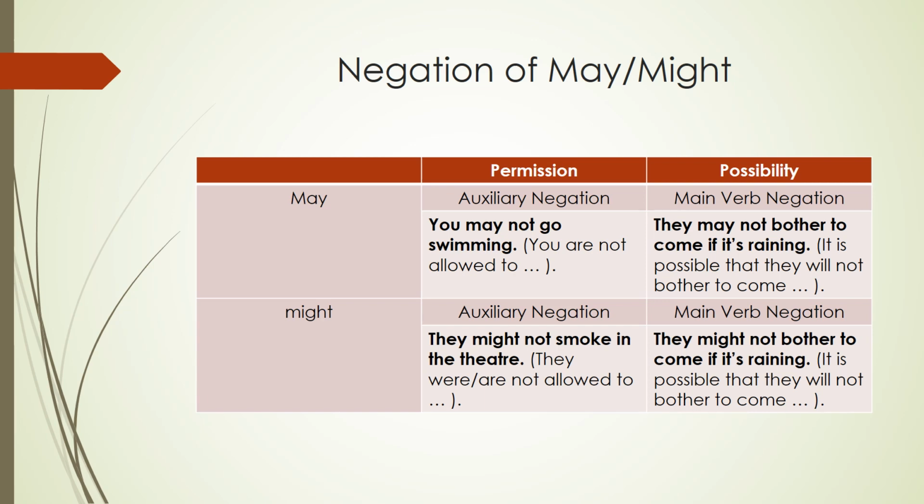So here, may and might show us the two patterns of negation, the main verb negation and the auxiliary negation. If we are using them to express permission, here we have auxiliary negation, but if we are using them to express possibility, we have main verb negation.